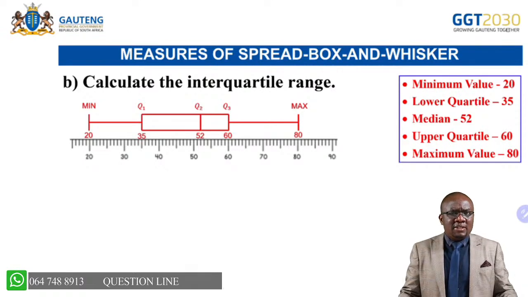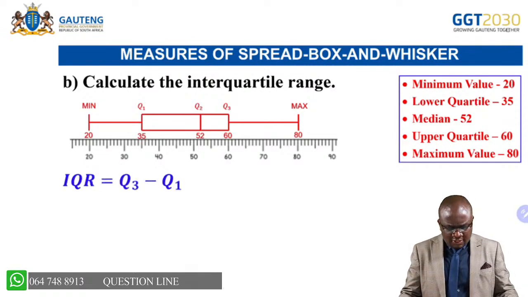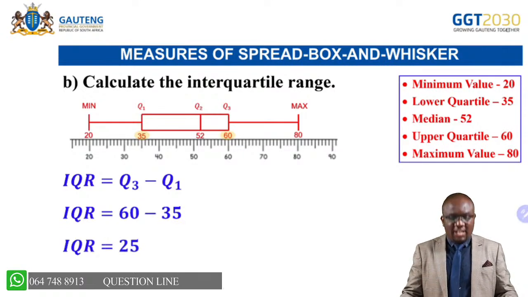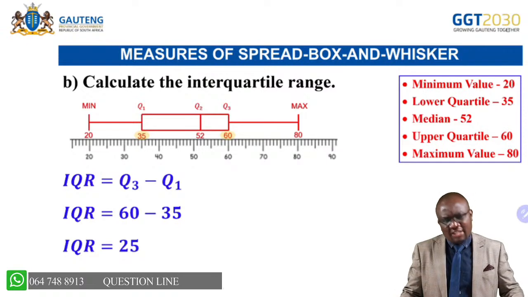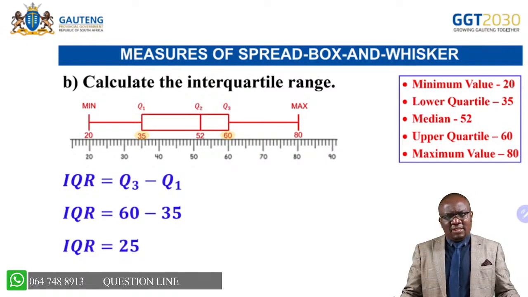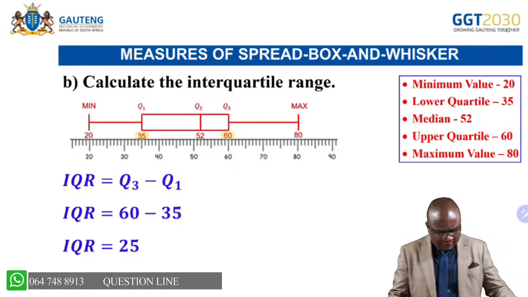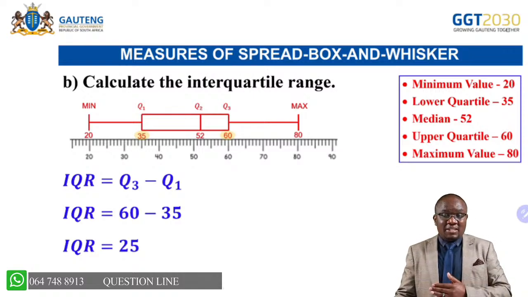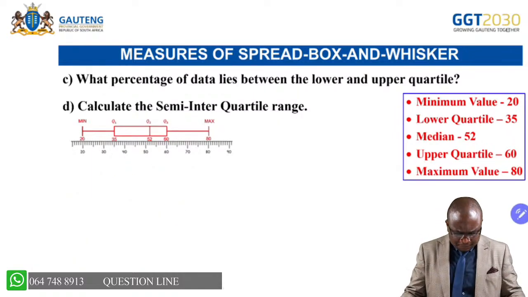It's what minus what? Interquartile range is 60 minus 35. So 60 minus 35 is what? What is the answer? 25. So that is the interquartile range. Now I'm just explaining the rest because we're left with 7 minutes.